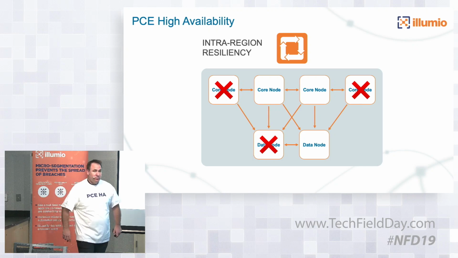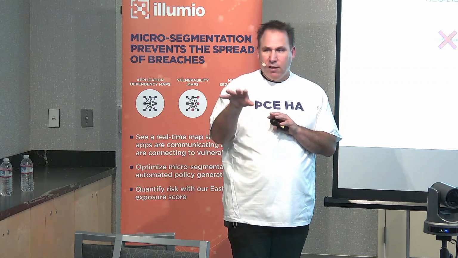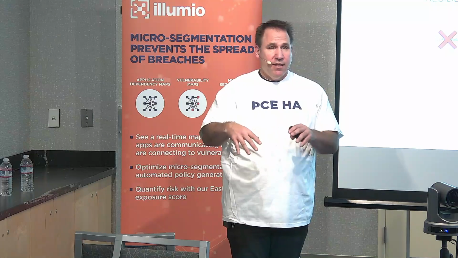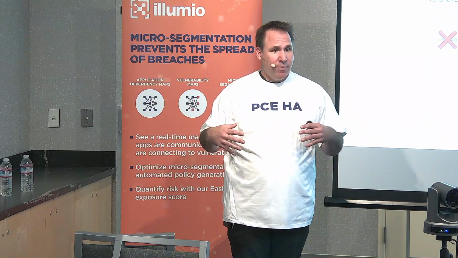Question: what's the difference between a core node and a data node? Let me repeat your question. A core node is a host that serves up policy to the VEN, and it's also where the UI is served from. The database nodes are a persistence tier. That's where the data is actually stored.